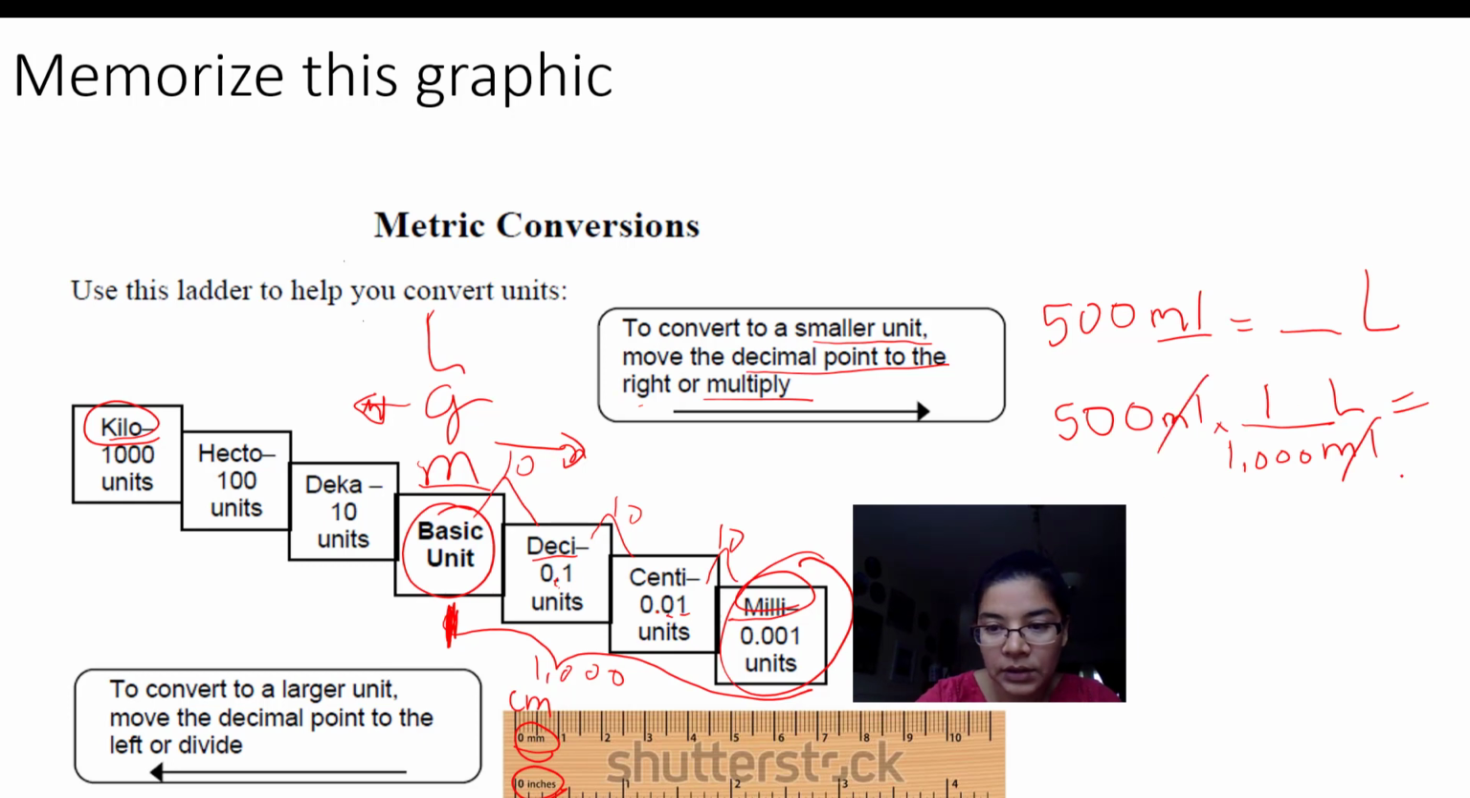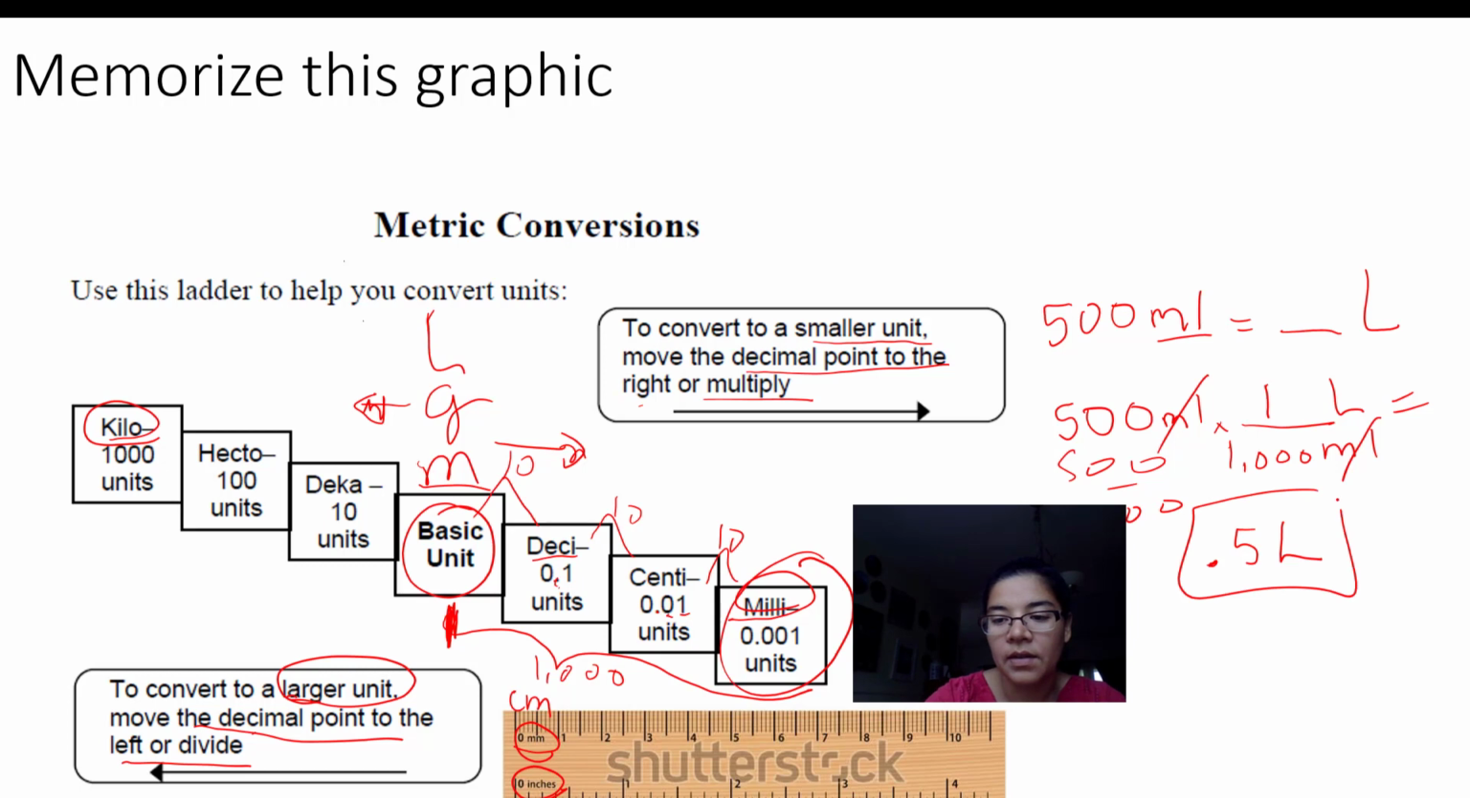Then you do the math. Milliliters cancel out. And you're going to have 0.5 liters. Okay. So to convert to a larger unit, move the decimal point to the left or divide. Here we divide it. 500 divided by 1,000. We get 0.5 liter. That's the long way.